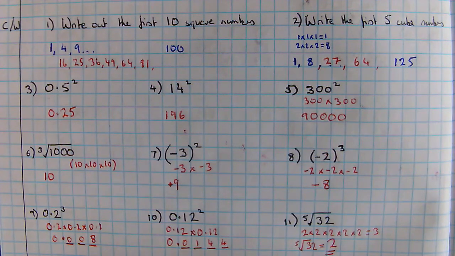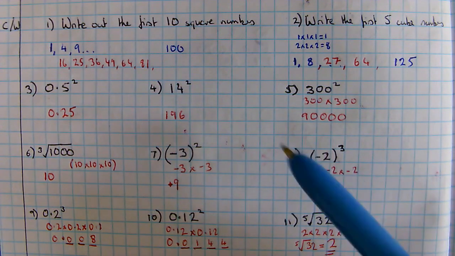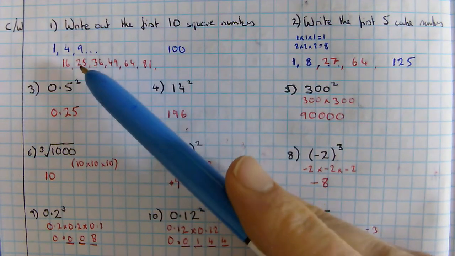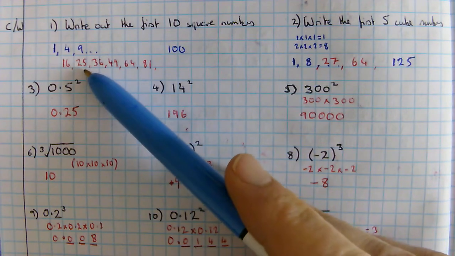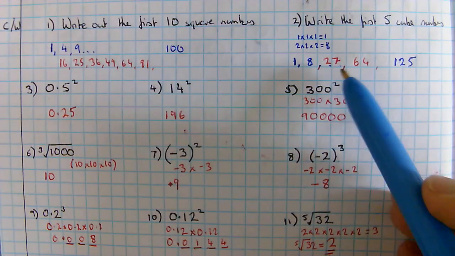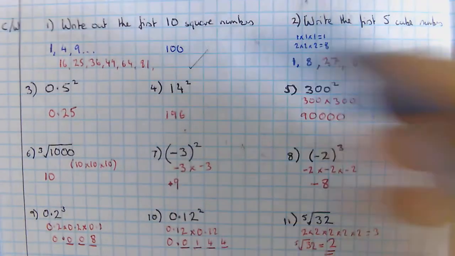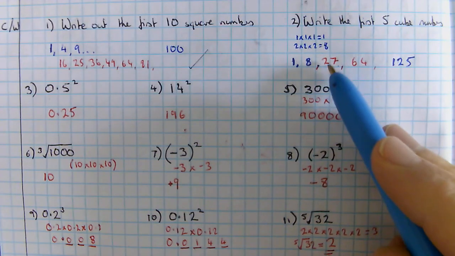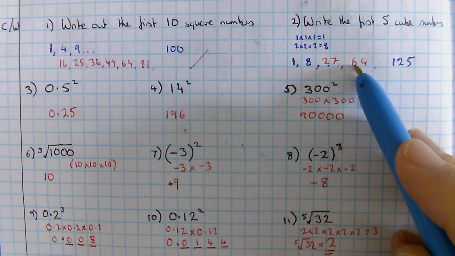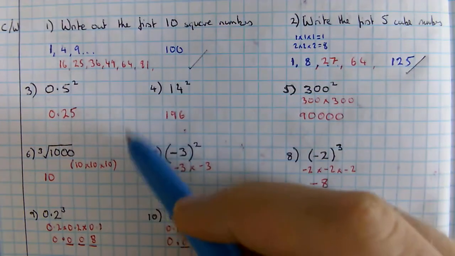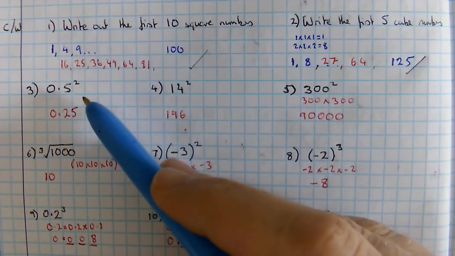Okay, so we're going to go through our solutions now. So the first one was the first 10 square numbers. These ones in red were the ones which were missing. You do need to know this list off the top of your head. You do need to know that all of these are the first 10 square numbers. Similarly with your cube numbers, 1 times 1 times 1 was 1, so 2 times 2 times 2 was 8, 3 times 3 times 3 was 27, 4 times 4 times 4 was 64, 5 times 5 times 5 is 125.